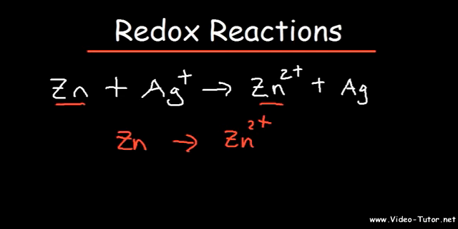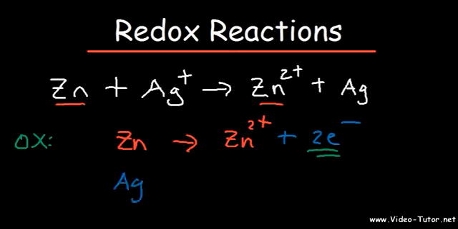We have no charge on the left, but a +2 charge on the right side. So we got to add 2 electrons to balance it. You always want to add the electrons to the side with a higher charge. So this half reaction is balanced. By the way, this half reaction is known as oxidation. Whenever you have electrons on the right side, electrons are lost. Zinc gave away electrons, so it's oxidation.